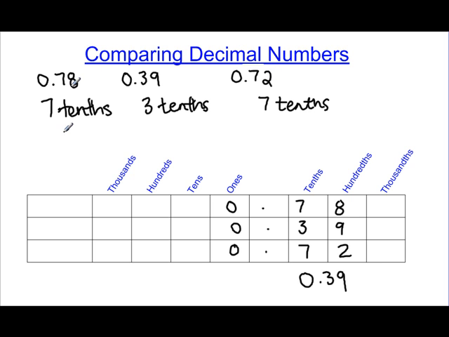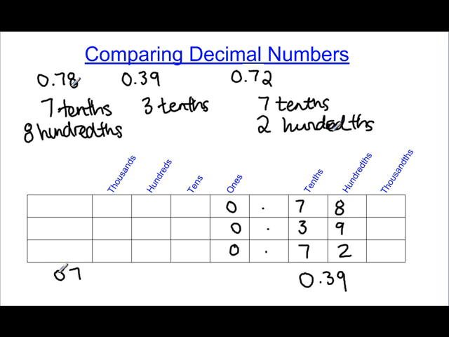So let's do that. For our first number, we have 8 hundredths. And in the last number, we have 2 hundredths. Well, 8 hundredths is larger than 2 hundredths. So 78 hundredths is larger than 72 hundredths. There we go. 78 hundredths is greater than 72 hundredths, which is greater than 39 hundredths.